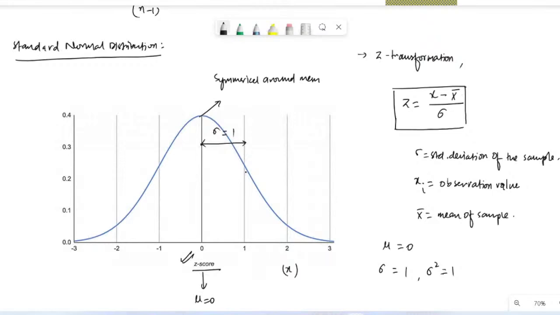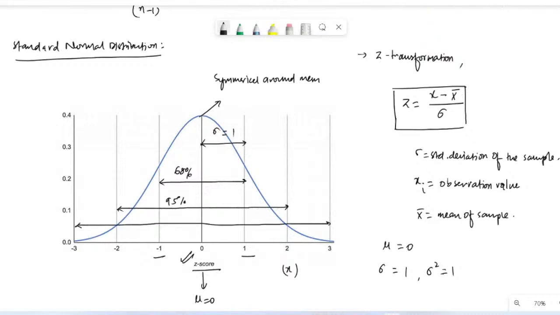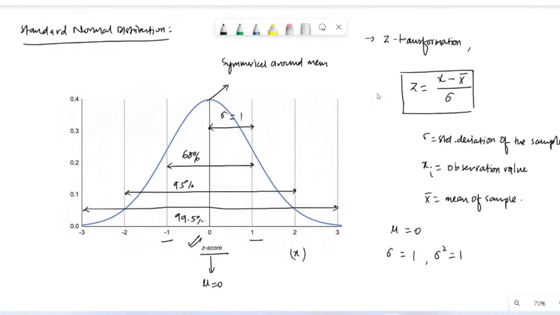Other properties will remain as they are. That means 68% of the overall distribution lies between z-score minus 1 and z-score plus 1. Similarly, within the second standard deviation, 95% of the overall distribution falls. And the third standard deviation will cover the majority of the data, which is 99.5 to 99.7%. This is your empirical rule.